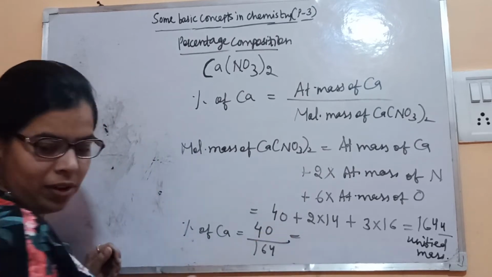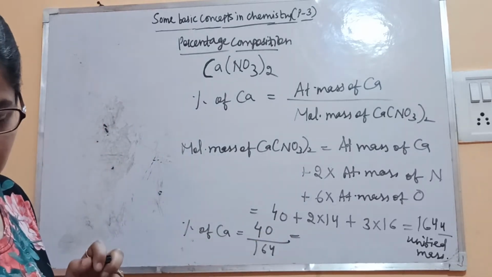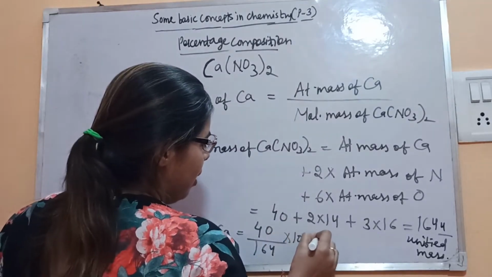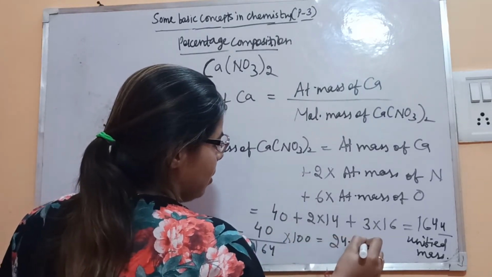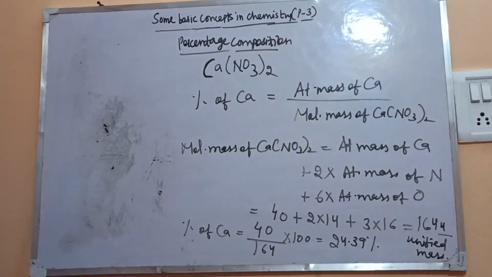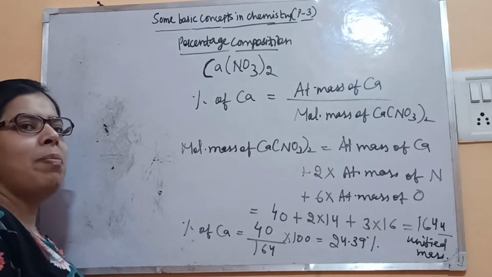When you solve this, you will get the percentage 24.39. Okay, into 100, 24.39%. This is the formula. Similarly, calculate for oxygen and then nitrogen. In this way, you have to calculate the percentage composition.